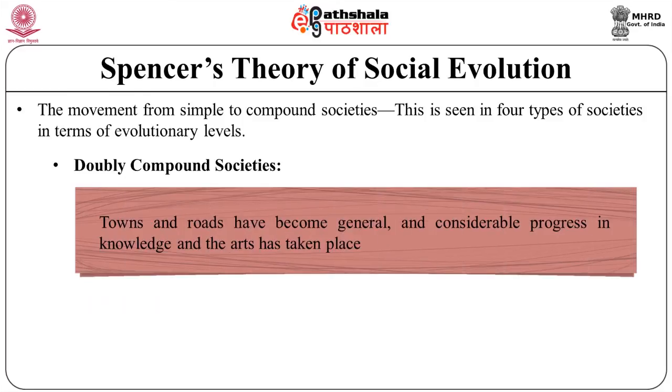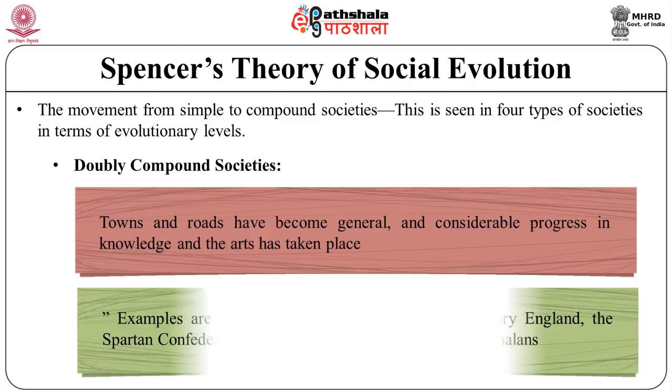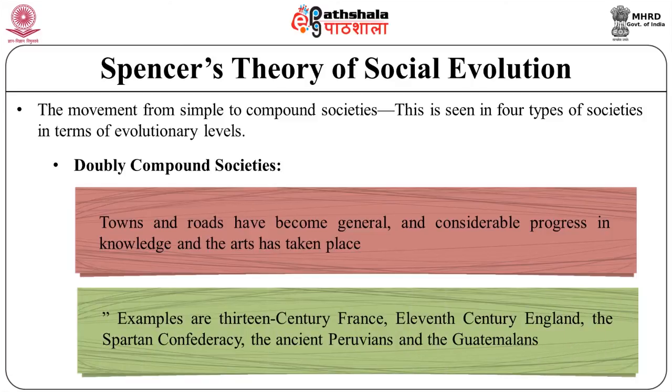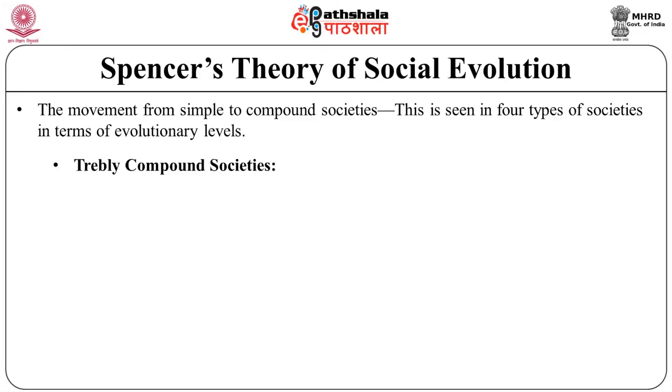Towns and roads have become general and considerable progress in knowledge and the arts has taken place. Some of the examples are 13th century France, 11th century England and the Spartan Confederacy, the ancient Peruvians and the Guatemalans. Now let's come to the fourth category, that is trebly compound society.